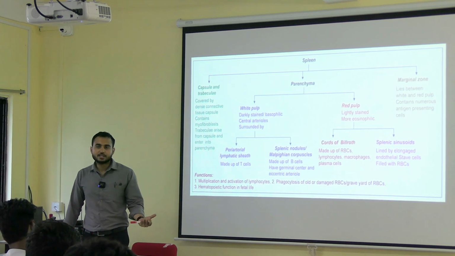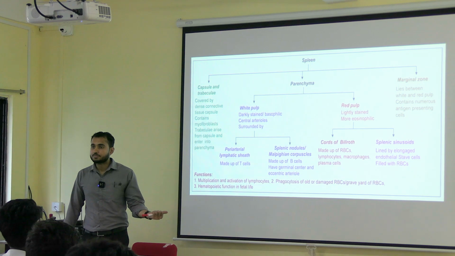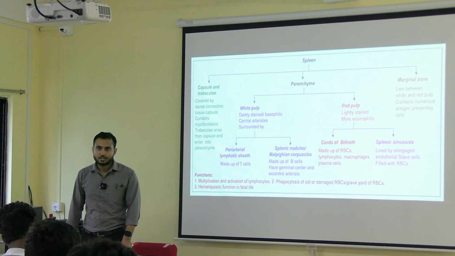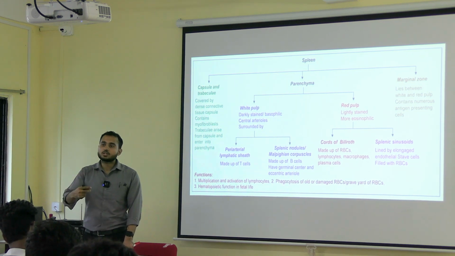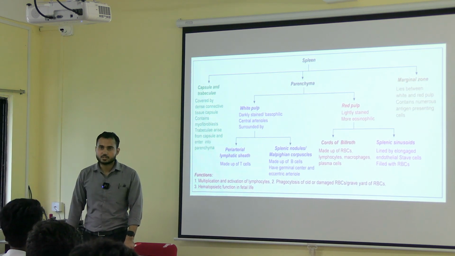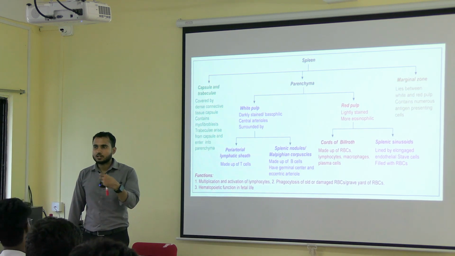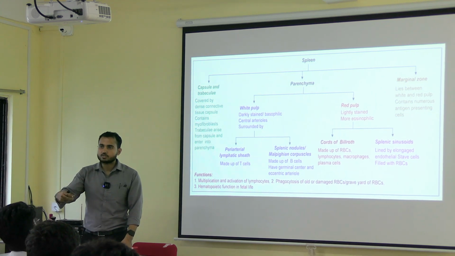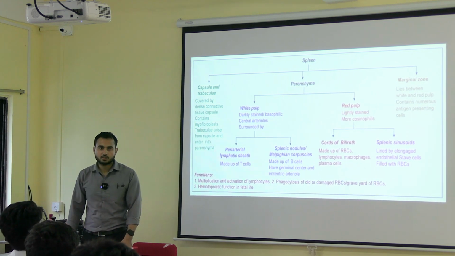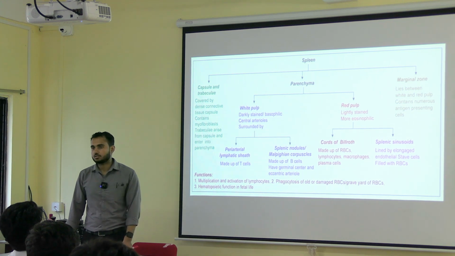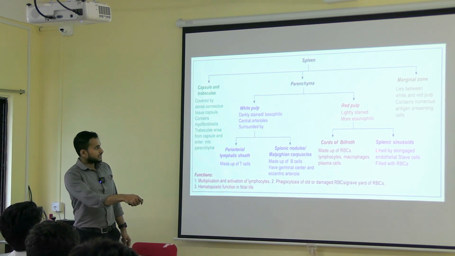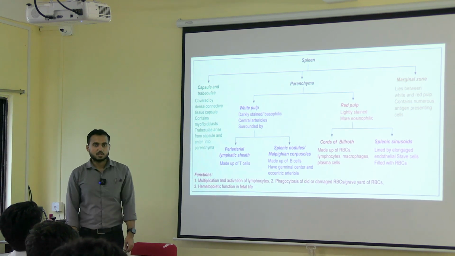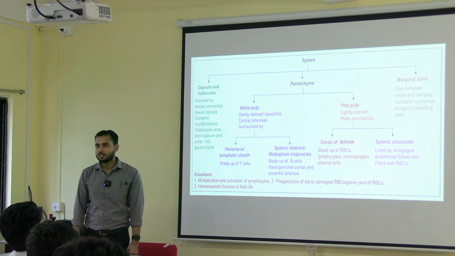So why are they present? These particular stave cells will control the opening and closing of the sinusoids. As a result, they will control the flow of blood through the sinusoids. Now, if any damaged RBC or any older RBCs are passing through the sinusoid, they will not allow them to pass through, and the filtration takes place over here. So as you can see, lined by elongated endothelial stave cells filled with RBCs. This particular part does the filtration.